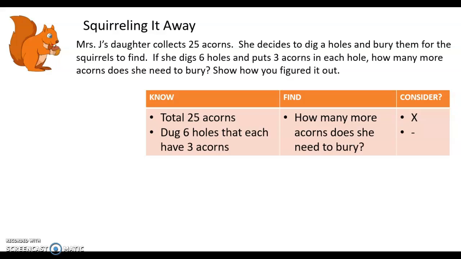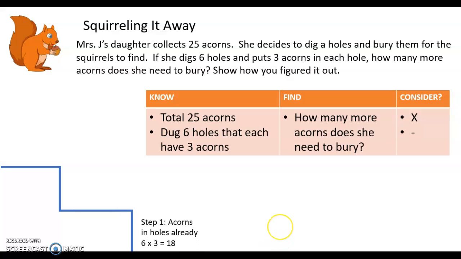When I think of multi-step problems, I think of a stair step. Because just like climbing the stairs, you have to climb one step in order to get to your next step, in order to get to your final step to solve the problem. So in step 1, we have to figure out how many acorns are already in the holes. So I'm going to show that by doing the multiplication equation. 6 times 3 equals 18. 6 holes, 3 acorns in each hole, equals a total of 18 acorns that are already buried.